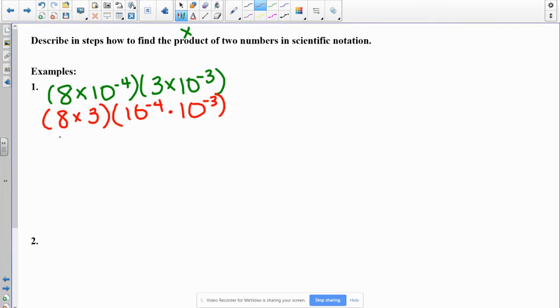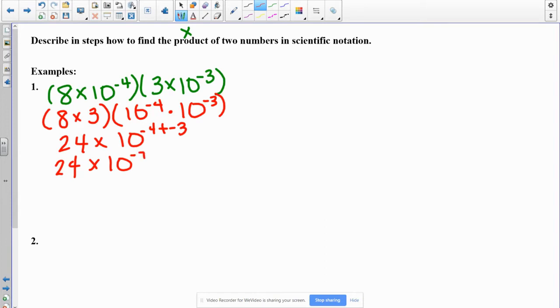So if we go back to our problem, the mantissa, we're going to take 8 times 3, which is 24. And if you remember from NS7, when you're multiplying exponents with the same base, you just add the exponents. So in this case, it's going to look like 10, and we're going to add together negative 4 plus negative 3. So our next step would be 24, I'll leave the mantissa 24 right now, times 10 to the negative 7th.